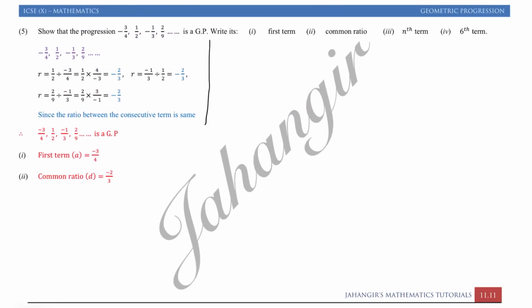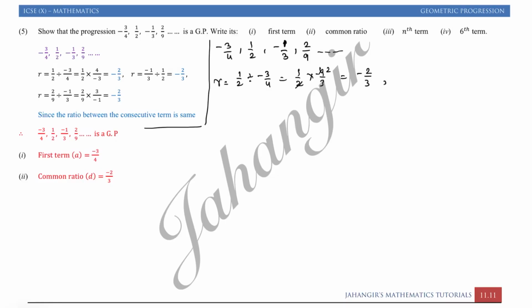Question number 5. Show that minus 3 by 4, 1 by 2, minus 1 by 3 and 2 by 9 dot dot is a GP. For GP first we will find R. If ratio between the consecutive terms is same, then it is GP. So first, 1 by 2 divided by minus 3 by 4. So this can be written as 1 by 2 into minus 4 by 3. 2 ones are 2, 2 twos are 4, so that is minus 2 by 3.